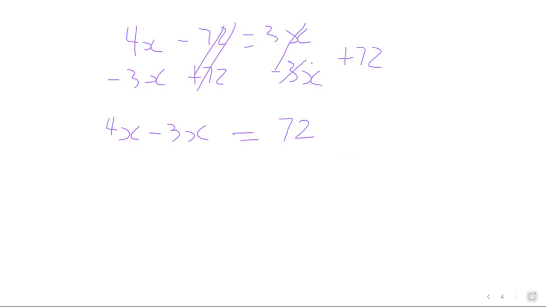Now I did both of them together. You could have done another step, right? But I did the 72 and I did the 3x, I switched them because you could do them together at the same time. 4x minus 3x is x. It equals 72. And that's it.